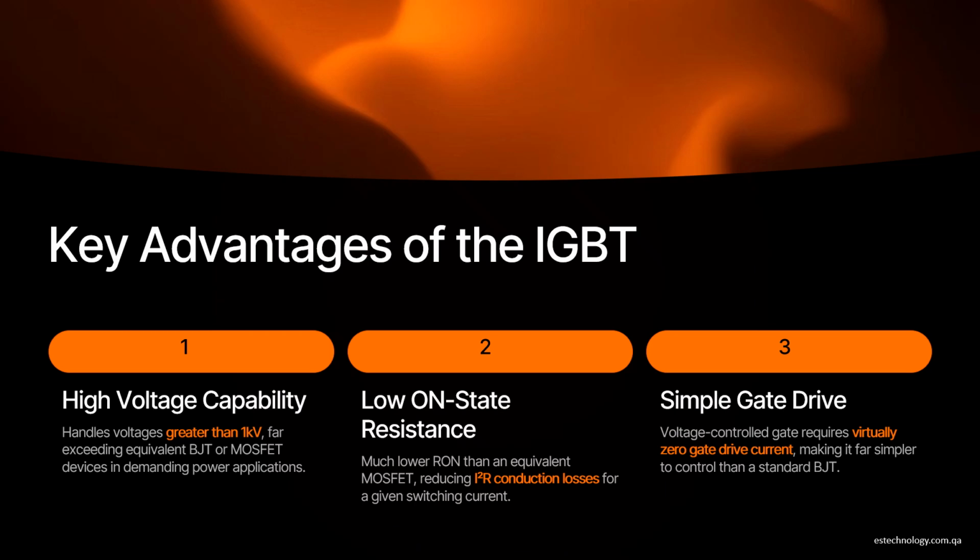Key advantages of the IGBT. 1. High voltage capability. Handles voltages greater than 1 kV, far exceeding equivalent BJT or MOSFET devices in demanding power applications. 2. Low on-state resistance. Much lower RON than an equivalent MOSFET, reducing I²R or conduction losses for a given switching current. 3. Simple gate drive. Voltage-controlled gate requires virtually zero gate drive current, making it far simpler to control than a standard BJT.